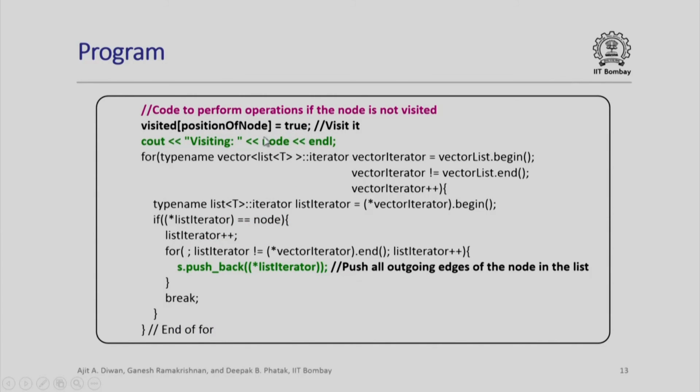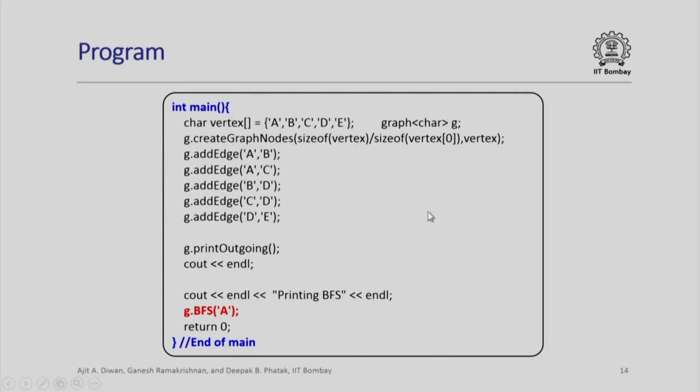In this code, we are doing exactly the same thing that we did earlier. The push back will automatically do the same pushing back that we had done earlier, pushing all the outgoing edges of the node in the list. Let us look at the main program. The only difference in the main program is that instead of calling DFS, we are calling BFS.